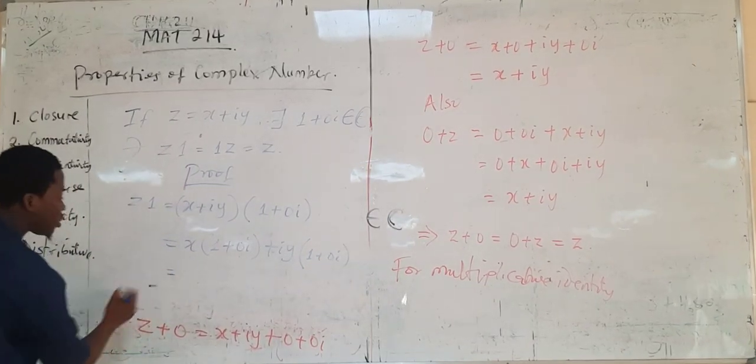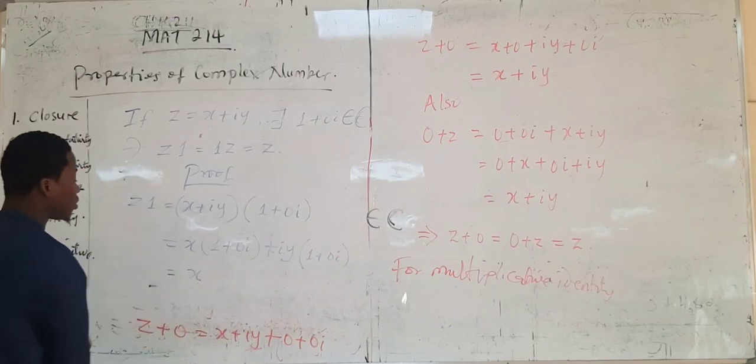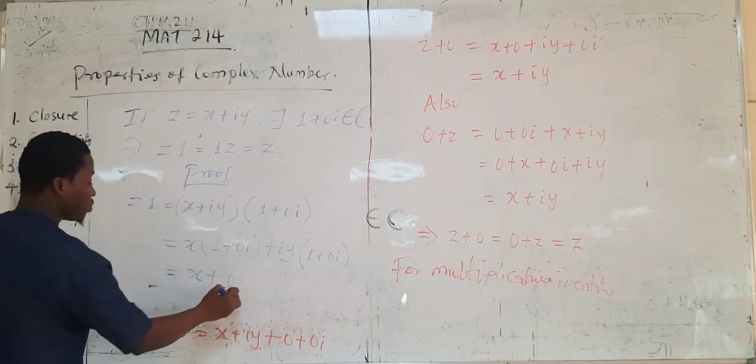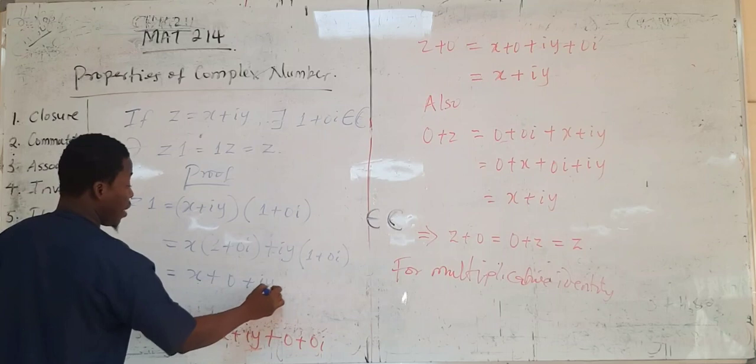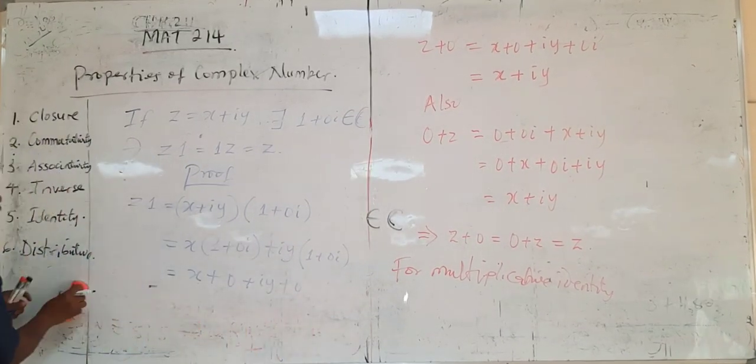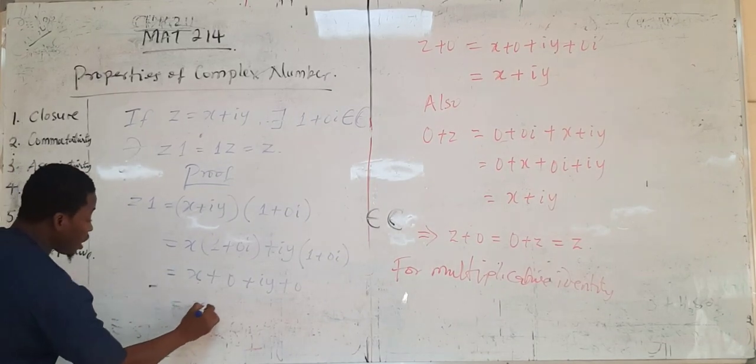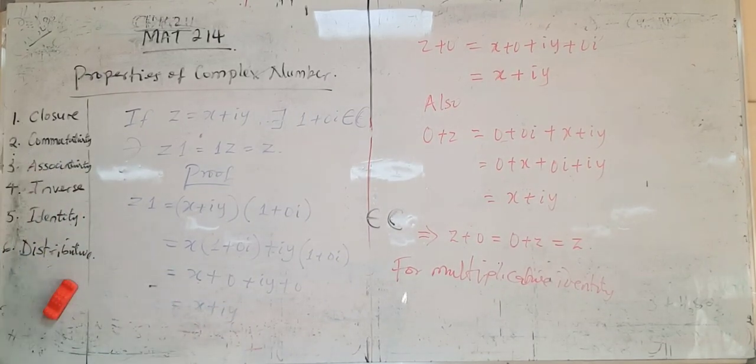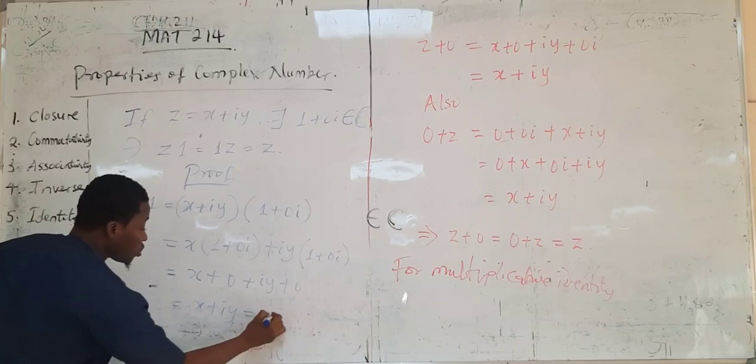So this is the same thing as x plus 0 plus iy plus 0. Therefore this is the same thing as x plus iy, which is equal to z.